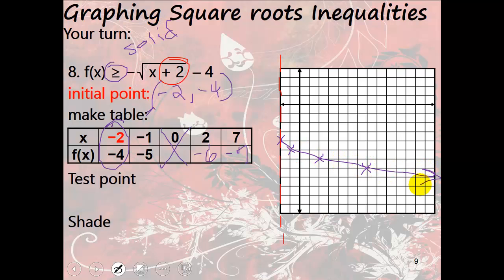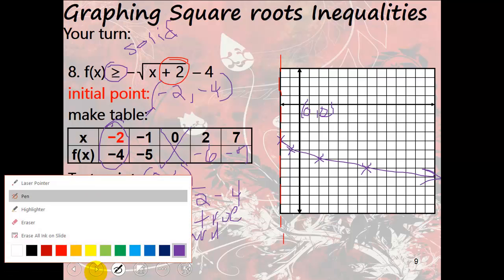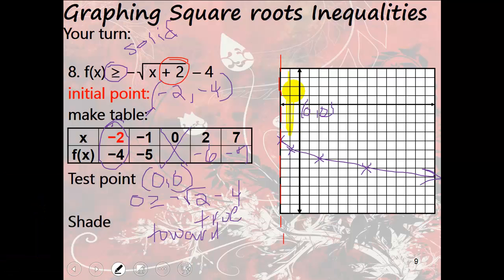Well, look here, 0, 0 is to the right of that red line, so I can use it this time. So I'm going to use 0, 0, and then when I plug in 0, 0 is 0 greater than or equal to negative root 2 minus 4. Well, this is just more negative. Is 0 greater than a negative number? That's true. So I'm going to shade towards. And I'm going to use my highlighter. And I'm going to shade up in here.